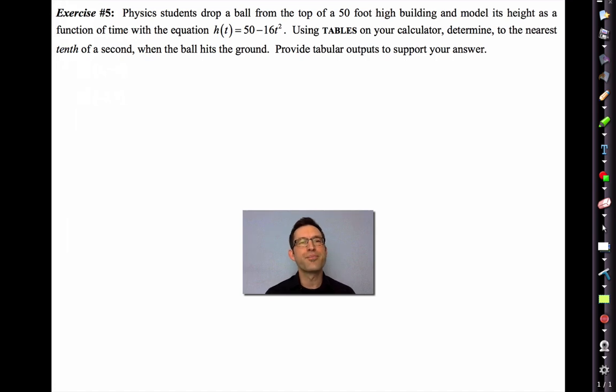All right, last problem. Physics students drop a ball from the top of a 50-foot high building and model its height as a function of time with the equation h of t equals 50 minus 16t squared. By using tables on your calculator, determine to the nearest tenth of a second when the ball hits the ground. Provide tabular outputs to support your answer.